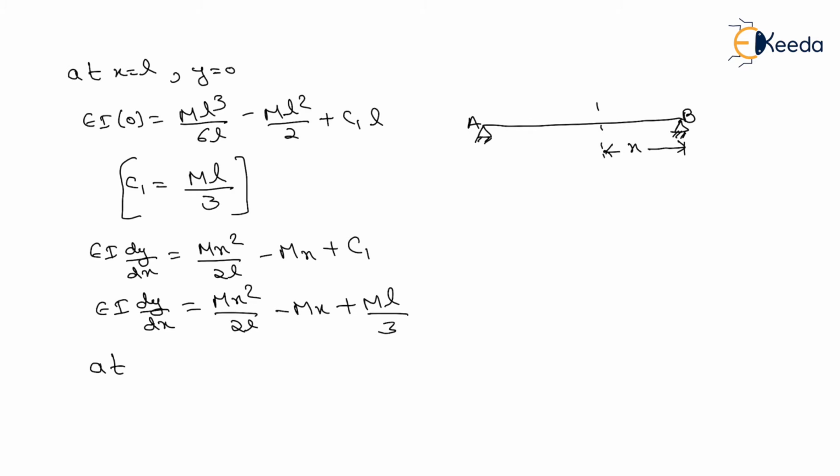Now at x equals 0, dy by dx is equal to theta B. We have already seen that the deflected shape of this beam is like this, and x equals 0 means that at support B the rotation is theta B. So at x equals 0, dy by dx is equal to theta B. On putting this value in the above equation, we will get EI theta B equals ML by 3. On solving this, we will get M by theta B equals 3EI by L.